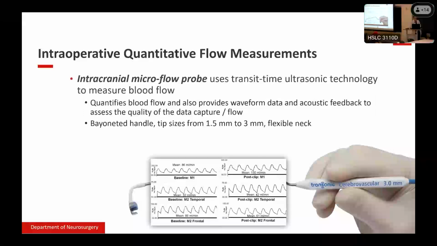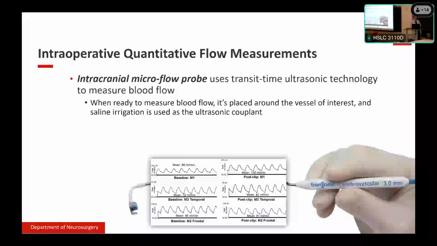So the flow probe uses transit time ultrasonic technology to measure flow, which quantifies blood flow and also provides this waveform pattern that you see. So the waveform data is nice because it also gives you a sense of how good the pulsation is through the vessel, how good the velocity is and all of that. But it also gives you acoustic feedback. And so you can actually hear if it's a good pulse. You can hear if the flow is good. There's a bayoneted handle, as I showed you in that picture, and the tip sizes are variable.